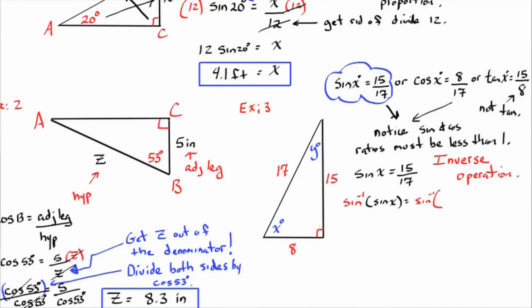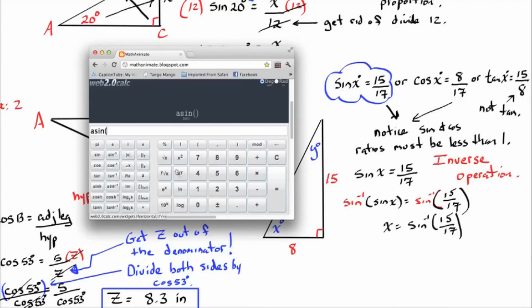I need to use the inverse operation to get rid of sine. Inverse sine looks like sine to the negative 1, but we don't say that. We say inverse sine or arc sine. The inverse sine of 15 over 17 is 61.9.